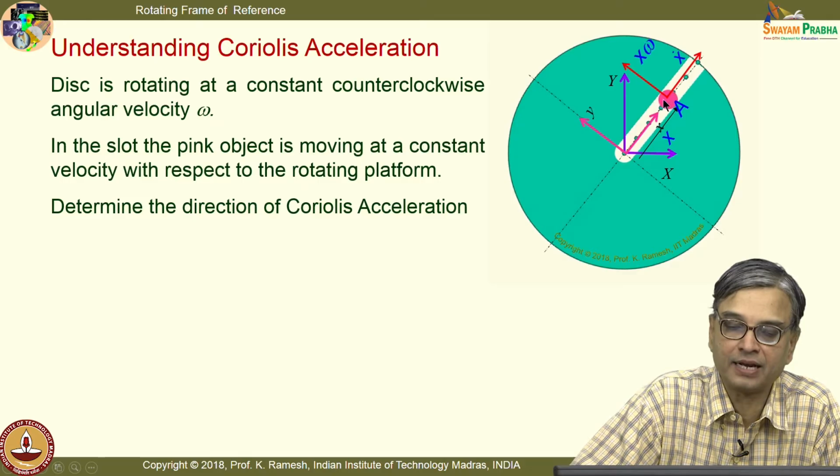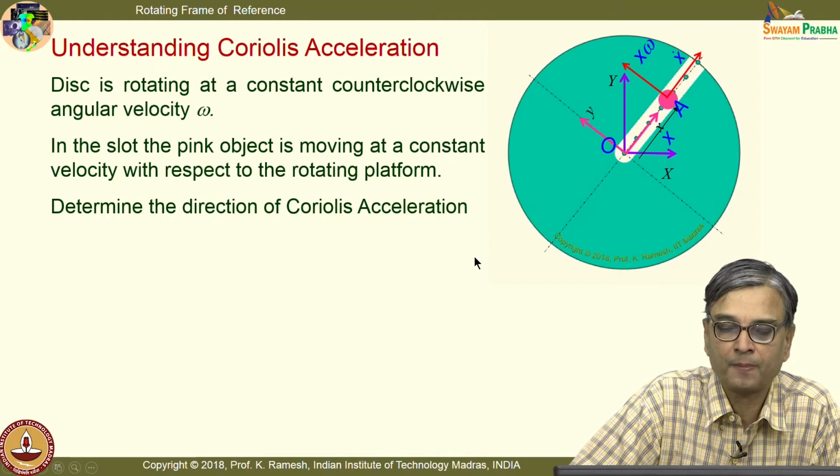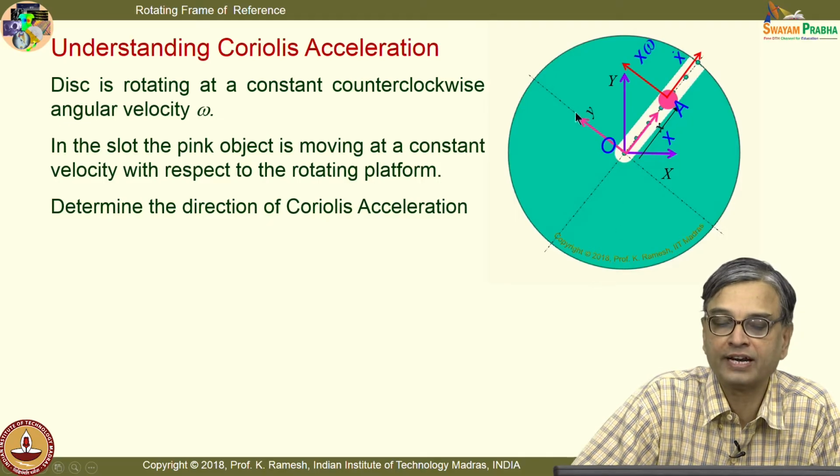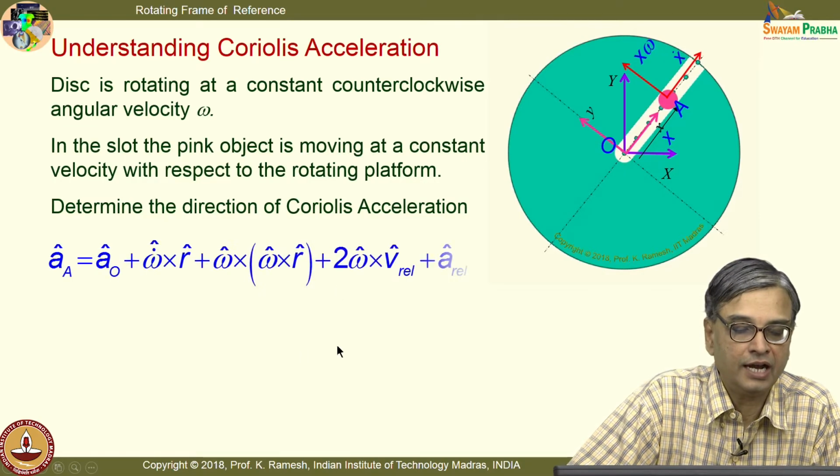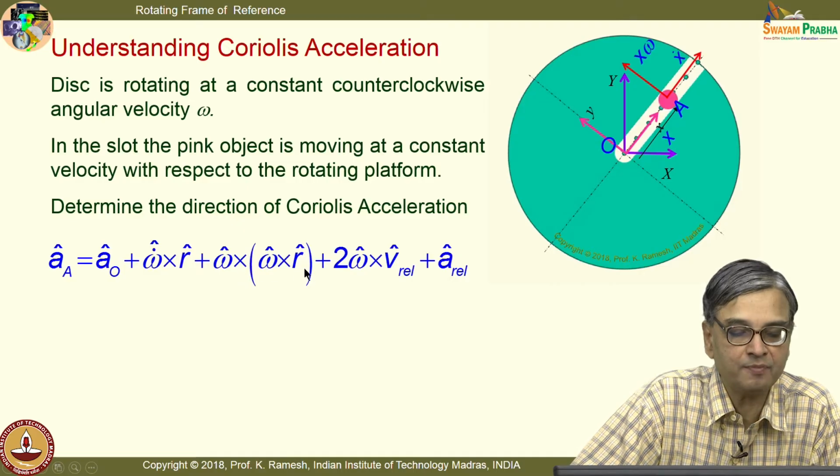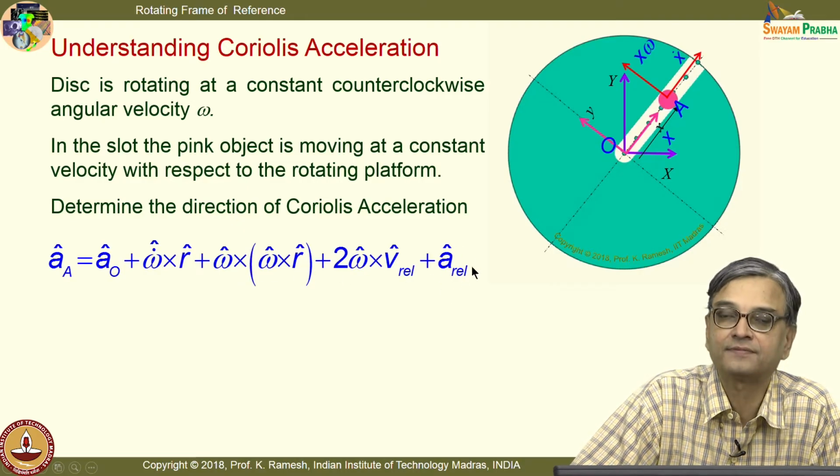And I have labeled the particle as A, and I have also labeled the center of the disk as O, and you have this fixed frame of reference like this, and the rotating frame of reference is aligned to the slot at this moment. It is rotating with the platform, and you know very well that the acceleration of the particle A is nothing but a_O plus omega dot cross r plus omega cross (omega cross r) plus 2 omega cross v_rel plus a_rel.